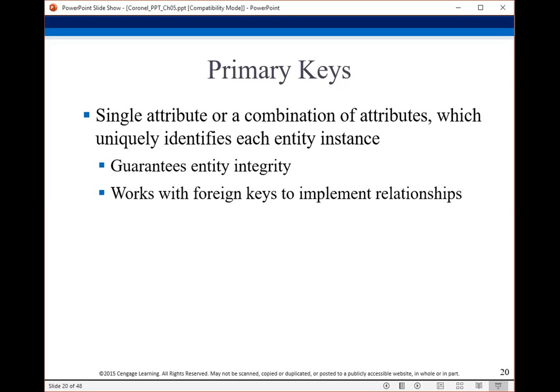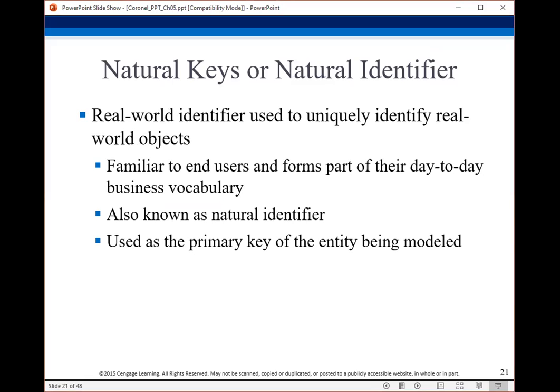Let's now consider the idea of primary keys. And of course, we know that a primary key is a combination of attributes that uniquely identifies a row in a table. We need to be able to do that. Now, we also have natural keys. And that is a real world identifier used to uniquely identify real world events. And it can be used as the primary key of the entity being modeled.